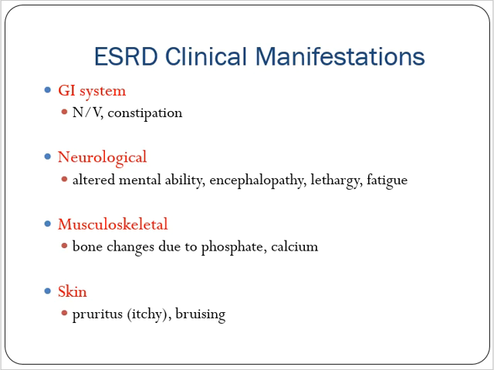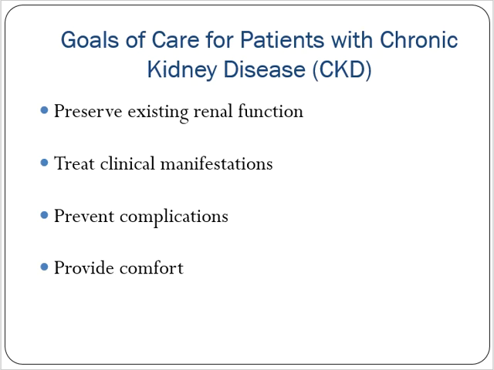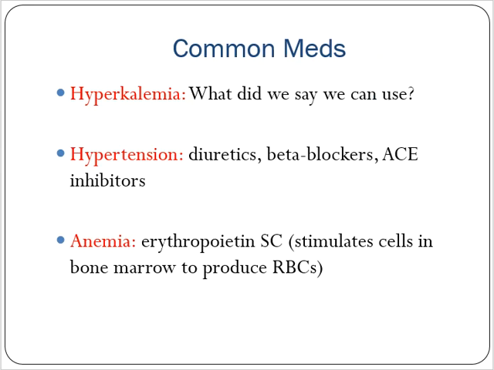The goals for patients with chronic kidney disease or end-stage renal disease are to preserve what renal function is left, treat the signs and symptoms, prevent complications, and provide comfort. Remember what I just said. What can we use for hyperkalemia? Think back and write those things down. For hypertension, we can use diuretics, beta blockers, and ACE inhibitors. And for anemia, we can help to stimulate the cells in the bone marrow to produce red blood cells.